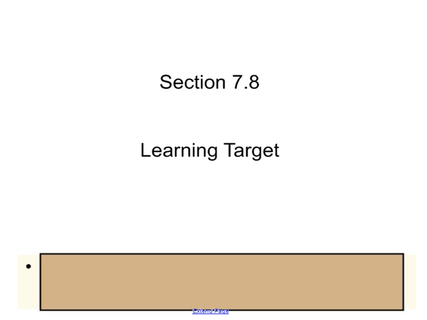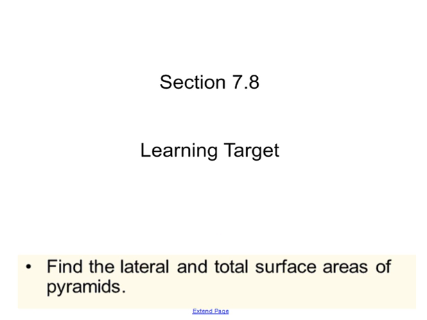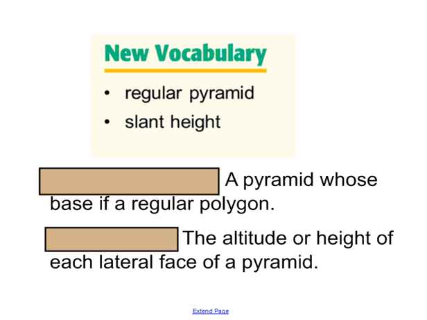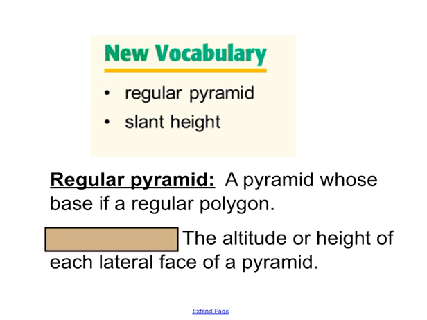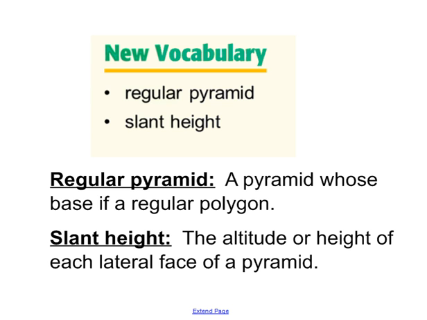Beginning our review video for Chapter 7, Section 8, 7.8, and the learning target for today is to define the lateral and total surface areas of pyramids this time. All right, so we've got a few terms here. A regular pyramid is a pyramid whose base is a regular polygon, and the slant height is the altitude, or height, of each lateral face of a pyramid. So along the face of the pyramid, how high is it?